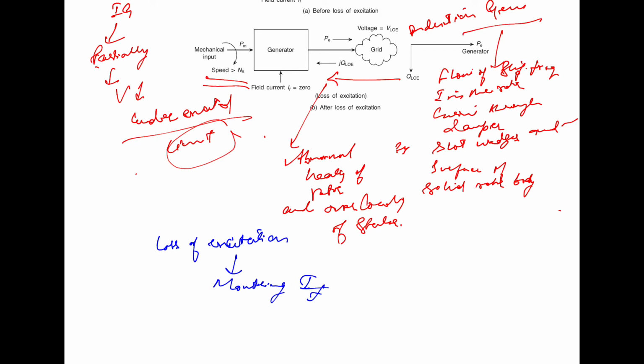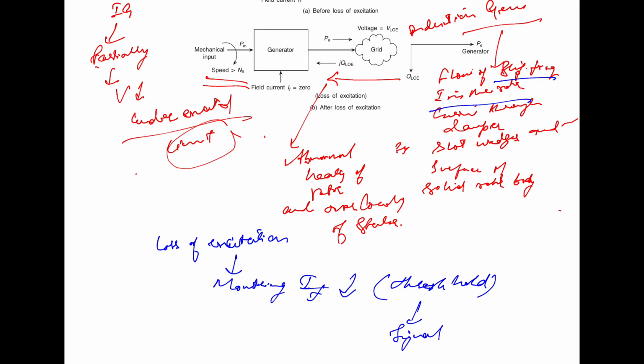Monitoring the field current of the generator, and if the field current is below the threshold, the loss of field signal can be raised. The complicating factor in this protection is the slip frequency current induced in the event of loss of excitation and running as an induction generator.